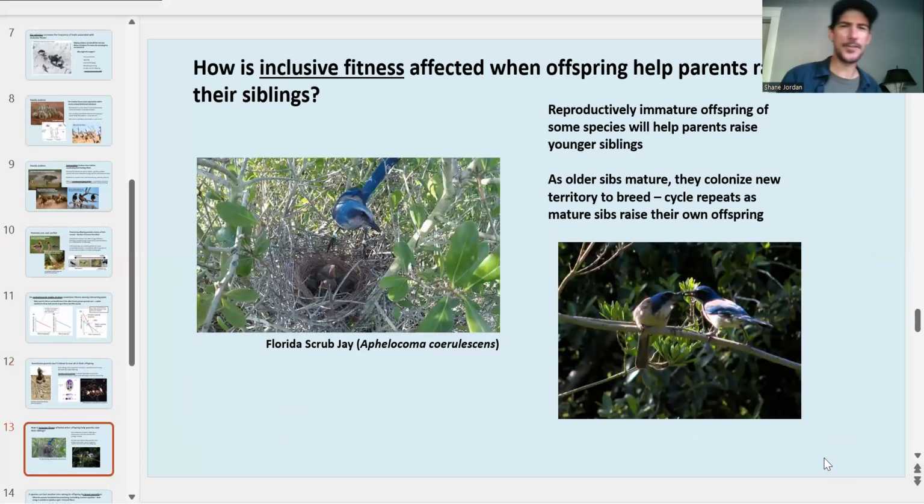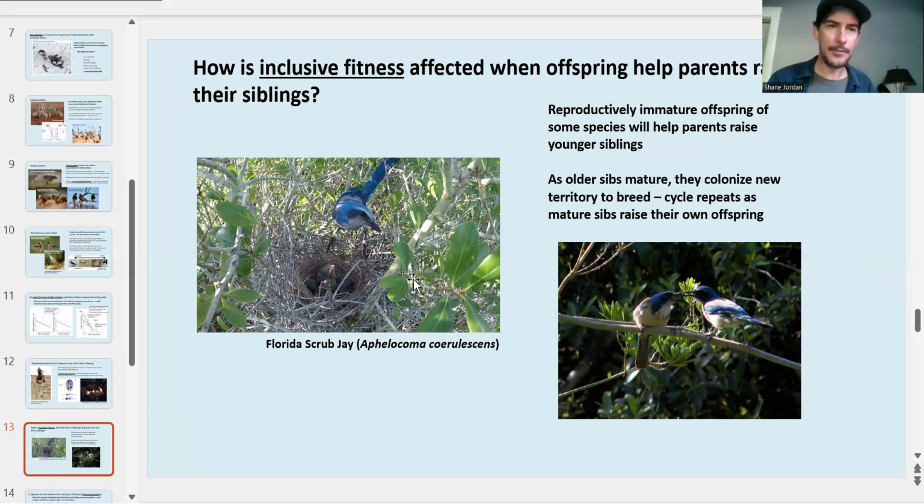And then we can start asking questions about how inclusive fitness might be affected when offspring themselves are now helping parents raise their siblings. This is an interesting situation that probably is, in a lot of ways, benefiting the parents because now they can reduce their investment of time and energy in rearing offspring because they have other offspring that are reproductively immature that can help them do the rearing. And we see this actually happening in Florida scrub jays. This leads to the situation where these older sibs will eventually mature and go on and colonize some new territory and potentially attract a new mate. And the cycle repeats itself over and over again.